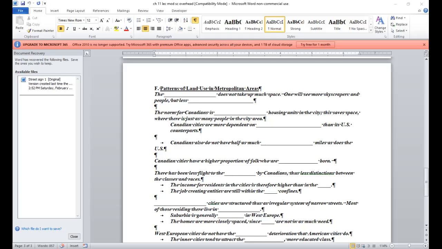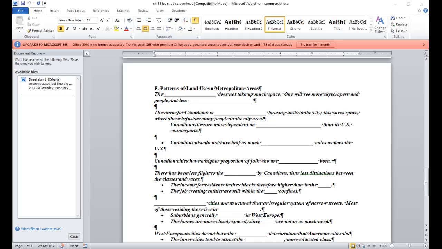Let's move across the Atlantic to Western European cities. You can turn to page 327, figure 11.30. I think there are some streets of Paris. Western European cities are structured as an irregular system of narrow streets. Most of those residing there live in apartments. Suburbia is generally absent in Western Europe as well. The homes are more closely spaced since cars are not in as much need.